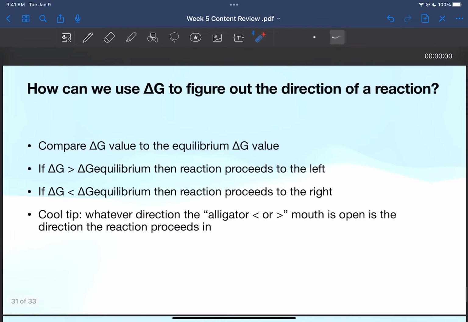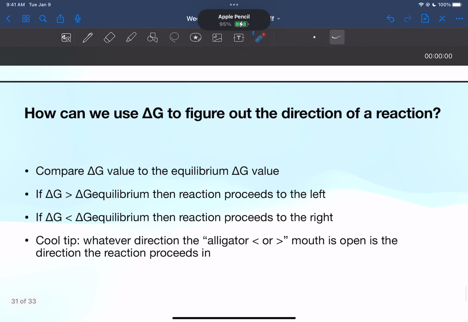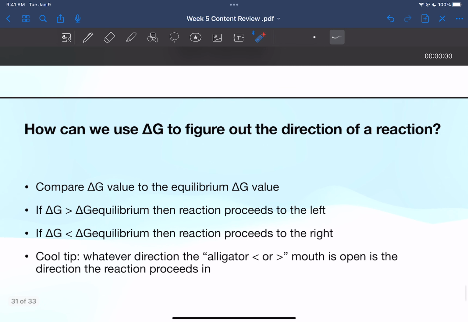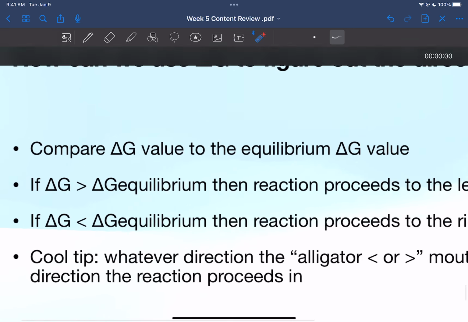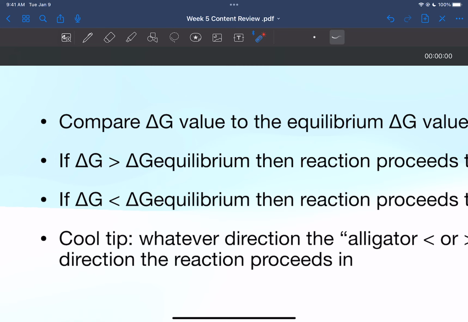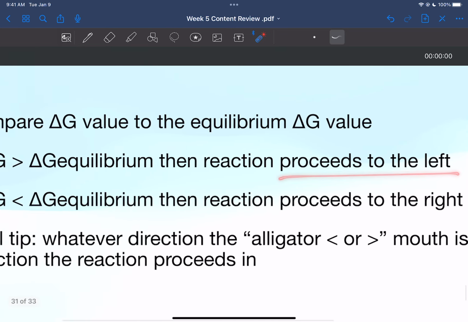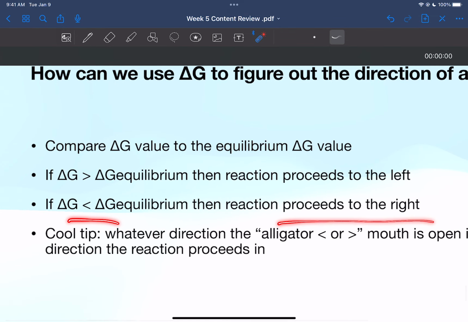Now, how can we use delta G to figure out the direction of a reaction? Very similar to comparing reaction quotients in equilibrium expressions back in Gen Chem. You just compare the delta G value to the equilibrium delta G value. So if delta G is greater than the delta G at equilibrium, reaction proceeds to the left. If it's less than, it proceeds to the right.